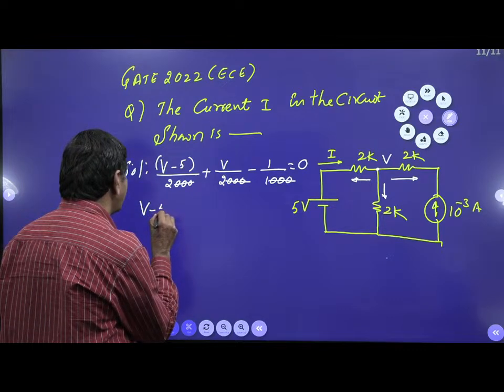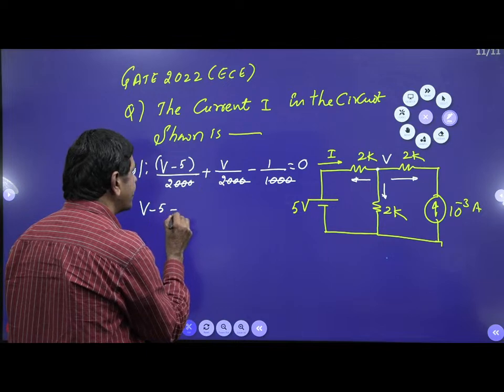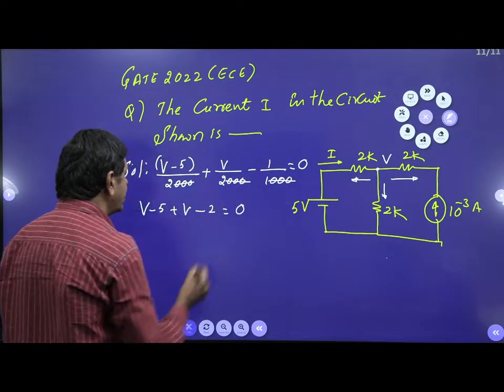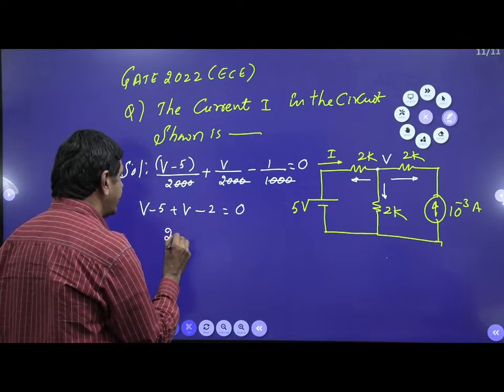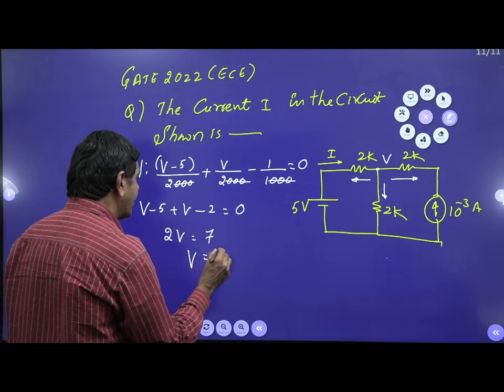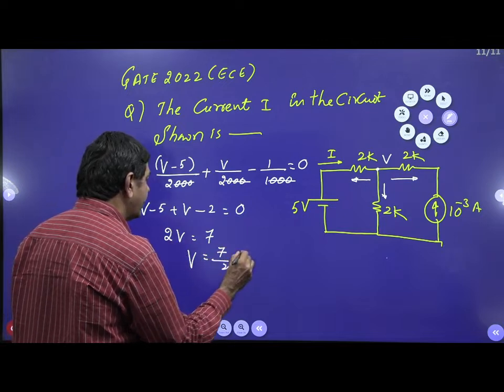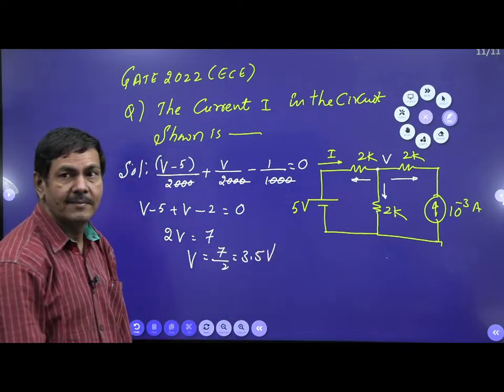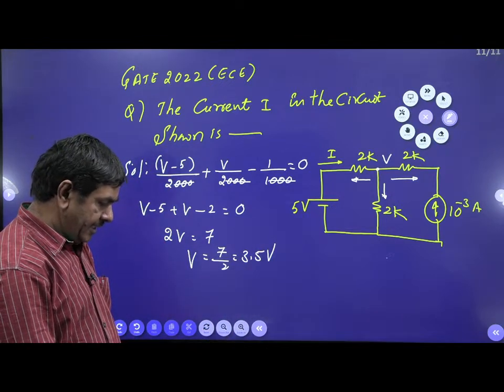V minus 5, this side, plus V minus 2 I can get here now. That equal to 0. V plus V, 2V, equal to 7. V equal to how much? 7 by 2. This is nothing but 3.5 voltage I am going to get. I am getting 3.5 voltage only. That voltage is 3.5.